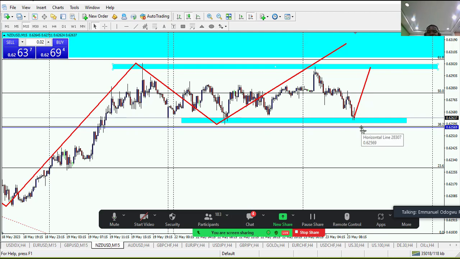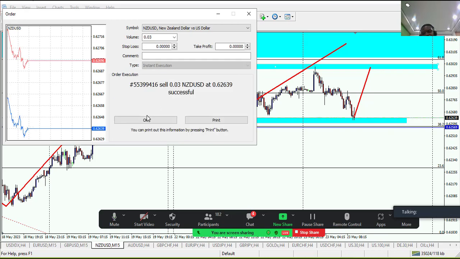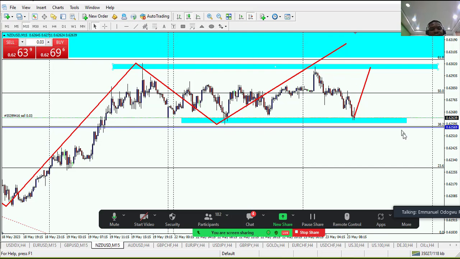But I would like to do an aggressive entry here. So I would like to place a trade straight. So NZD USD, that's 0.03 there. I'll do a sell. So that's a sell on NZD USD, right? That's an aggressive entry, right? Aggressive entry with high risks. Then of course, if the price retraces higher, towards this level, I'll still enter another sell again, right?